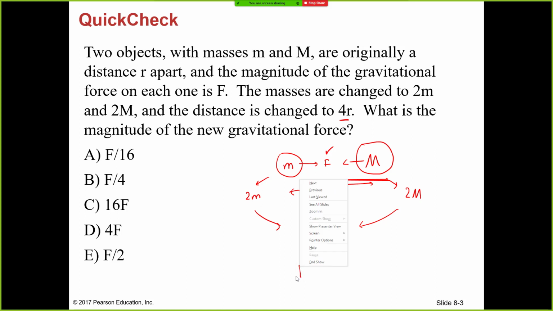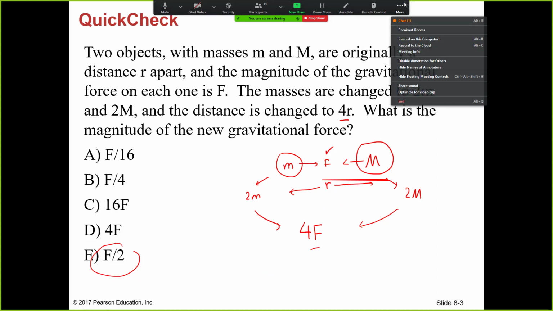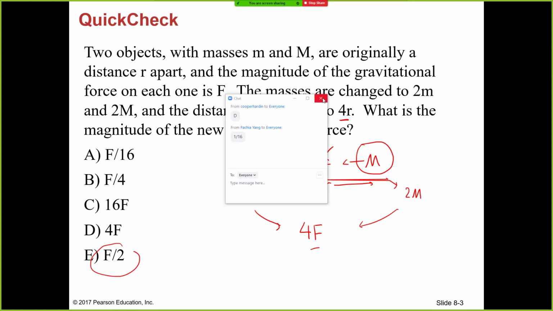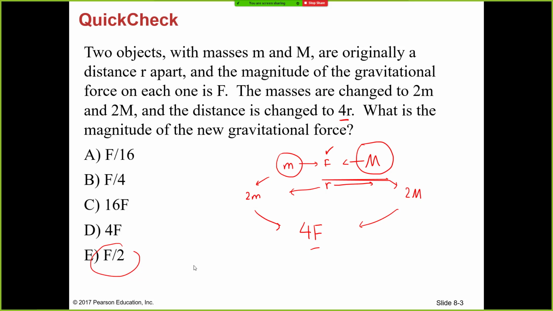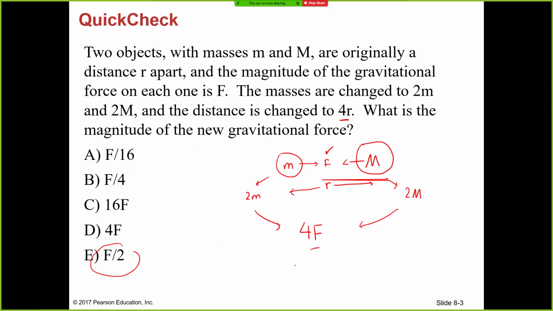and the distance is changed to 4r. So how will this force be changed when you quadruple the distance? So the force would be what? 8? E? So you're answering that one. Now I'm just asking you, if you quadruple the distance, what happens to the force? We'll come to the answer in a second, but I just want to know what happens to the force. Yeah, that's right. So the force would be 1/16.